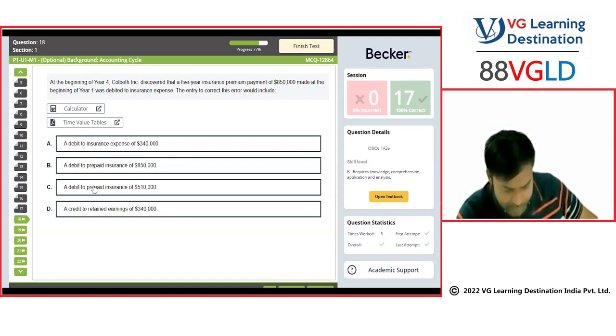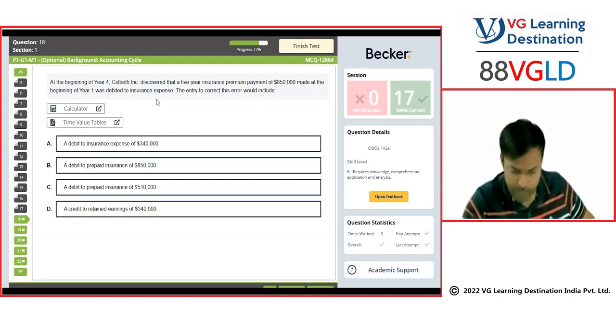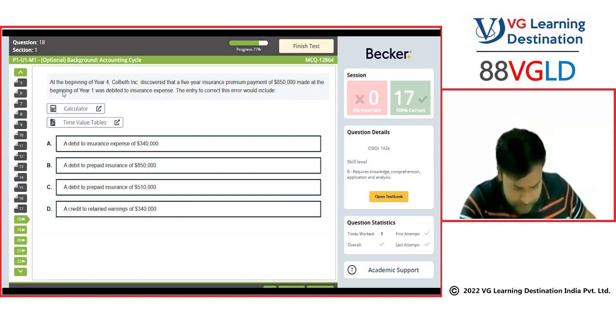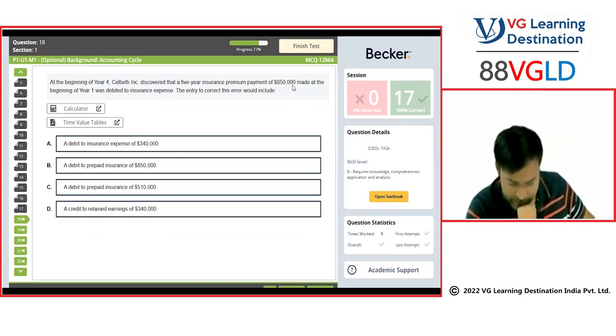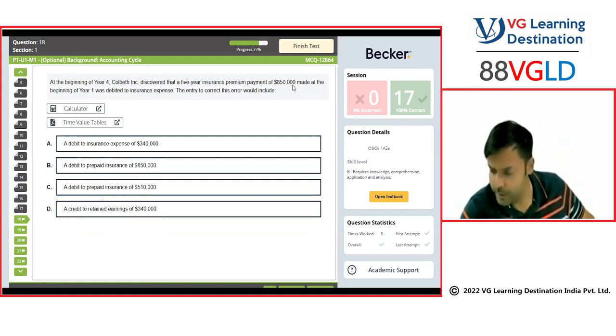Correct entry, you are saying a debit to the insurance of 510. Why are you going to debit this, Parminder? We are not going to debit that. No. Understand what the problem is. Problem is, guys, prepaid insurance amount, which is 850, you have debited all of it in the current year. Ideally, how much should have gone into the current year, everyone?